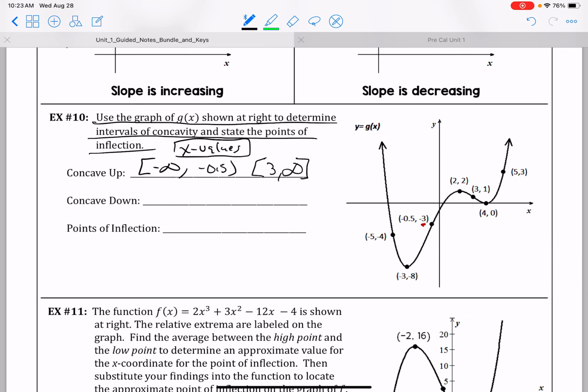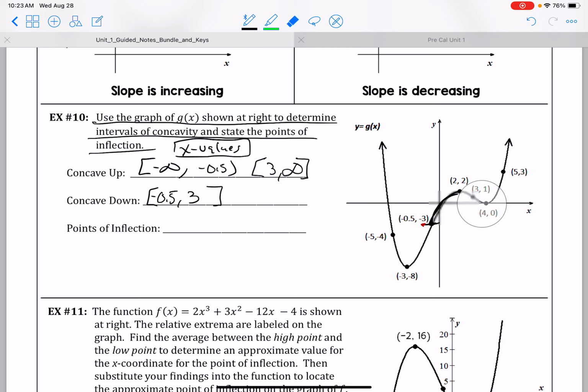Now, let's talk about concave down. Why don't you write the interval where you believe this is concave down? Cool, you just did it. Hopefully you're like, okay, it's coming from here to here. So on that x-axis, it is from negative 0.5 all the way to 3. This is the piece here where it is concave down.